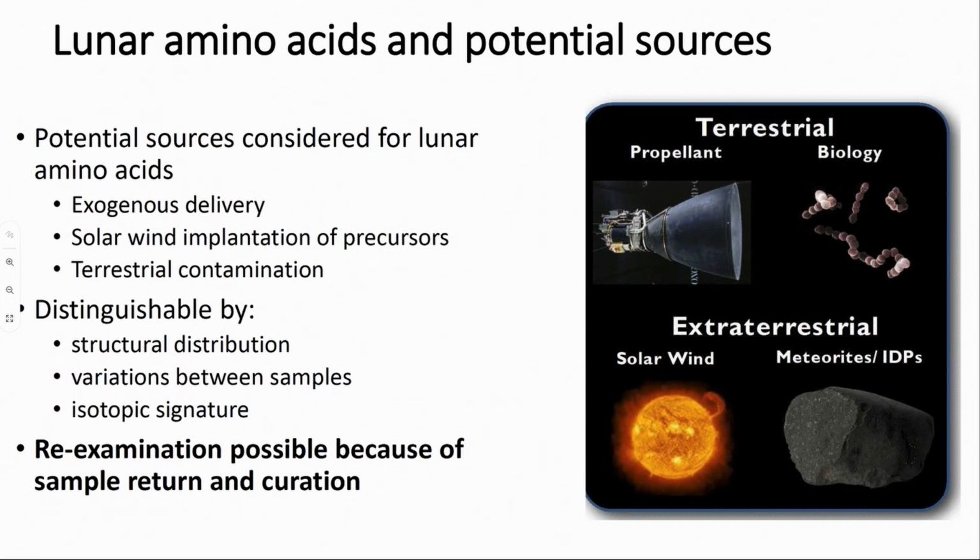And these different sources can be distinguished by looking at what compounds are present, which structures are there, and how they're distributed, or by looking at variations between samples collected from different environments on the lunar surface, and even by looking at the isotopic signature of the individual compounds. But in the 1970s, this wasn't possible given the technology at the time. But because of sample return and careful curation, re-examination was possible many years later. Next slide, please.